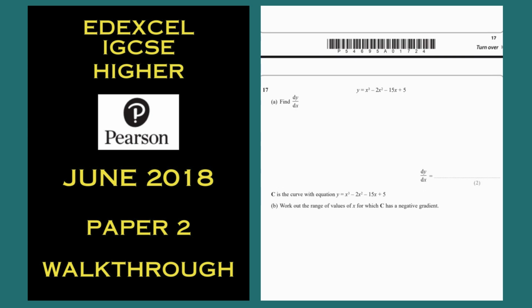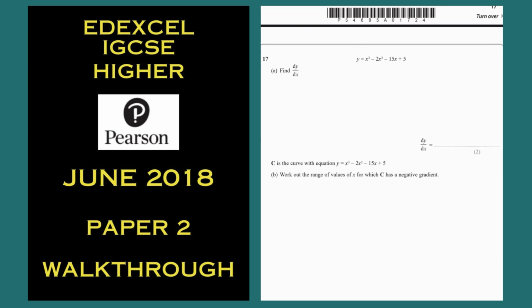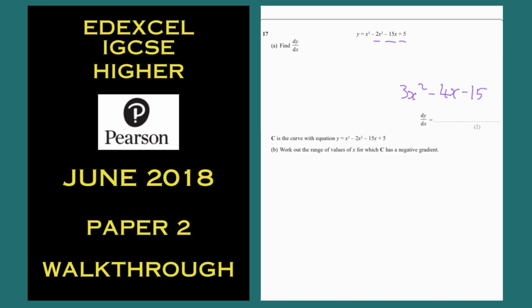So some differentiation, some bring the power down malarkey. So it just wants you to differentiate. So here, bring the power down, take 1 off the power. Second term, bring the power down, so minus 2 times 2. Take 1 off the power, so it becomes a 1. Don't need to write that. And when you differentiate minus 15x, you get minus 15. And numbers, when they're differentiated, they disappear.